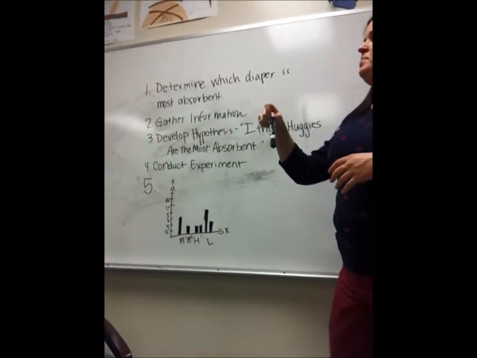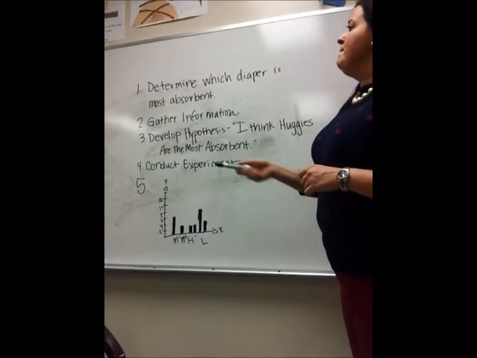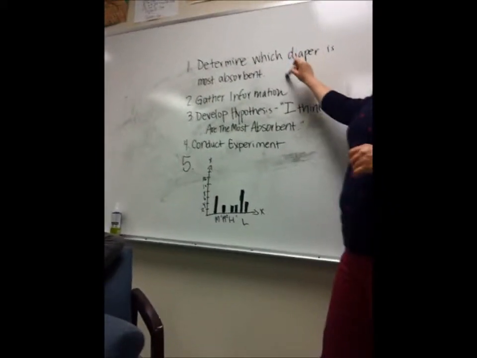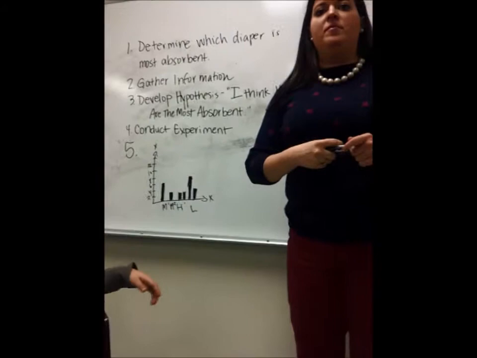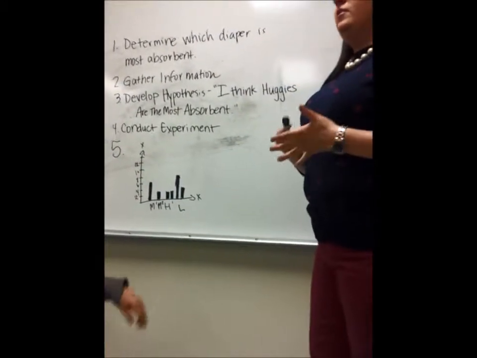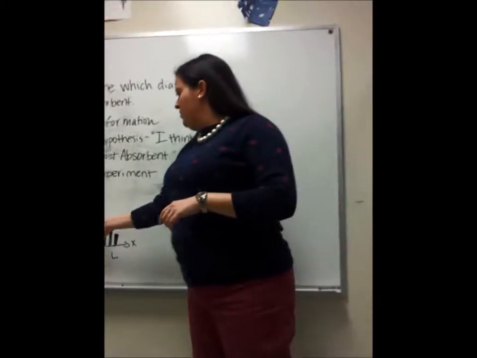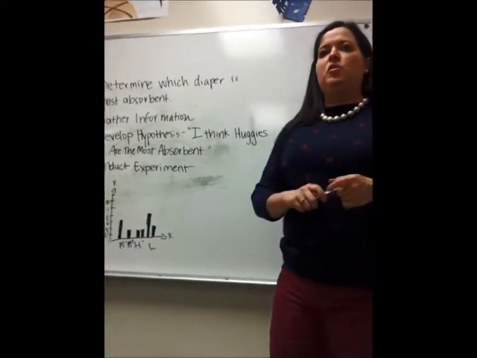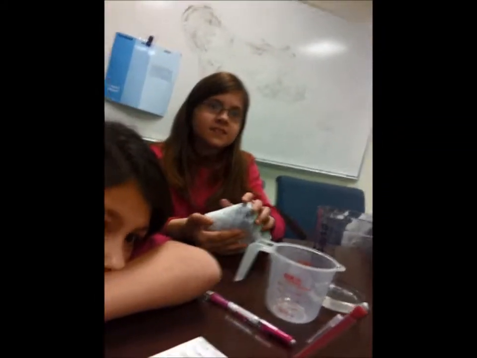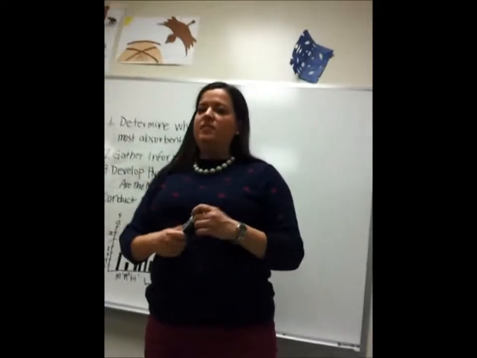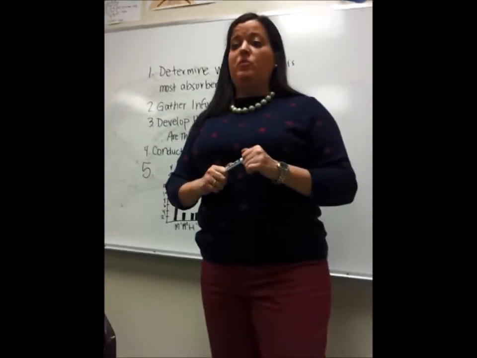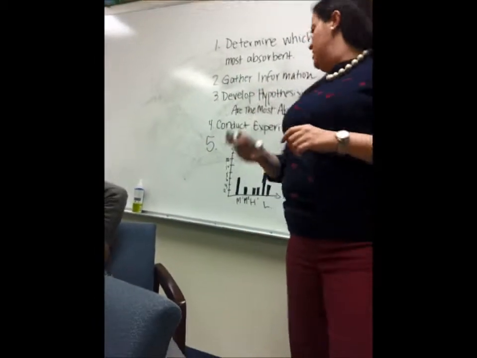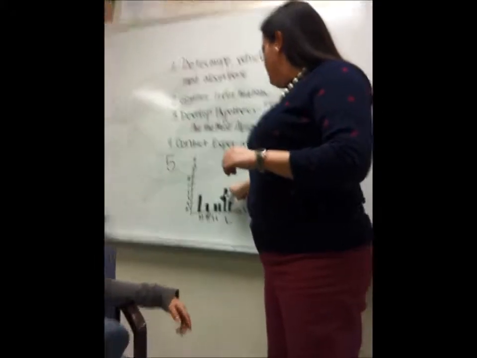How are we going to tell from each group's individual results which diaper was the most absorbent? Yes? Well, both of them said Loves. Both said Loves? Is that correct? Each group who had Loves was the most absorbent? Yes. We have 7 for Loves on this one, and 3 for Loves for the second group. So both groups found that Loves were the most absorbent. So when we write our conclusion, the conclusion is going to say, we found that Loves diapers were the most absorbent.